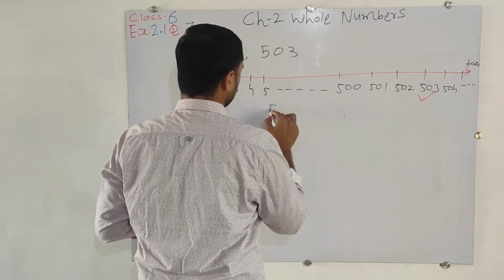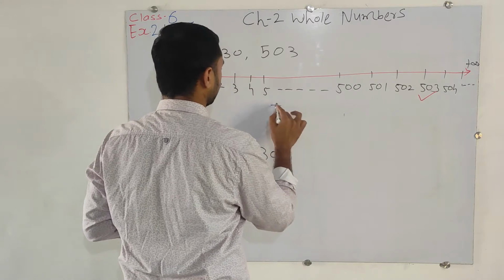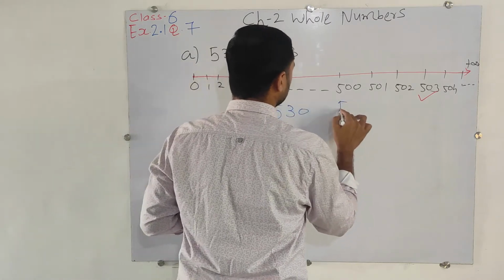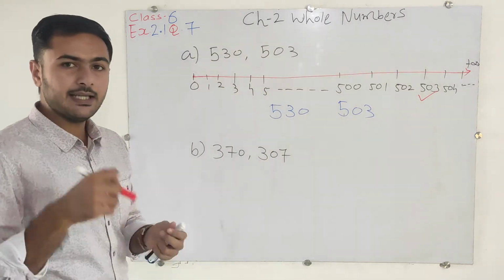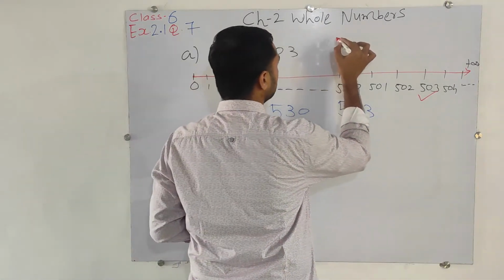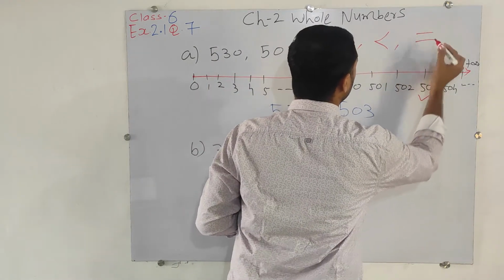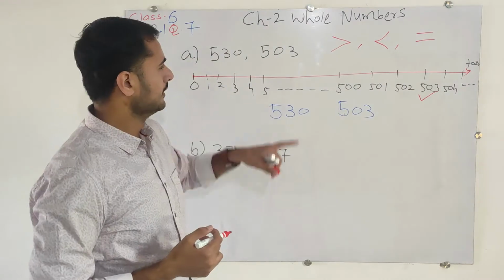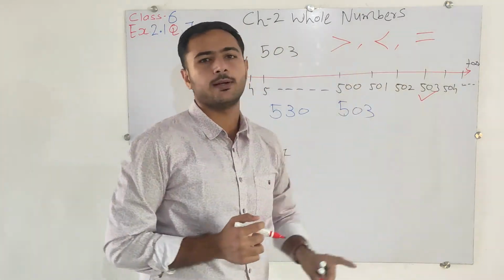Or if I want to show it by a symbol, I can write first 530 and then 503. Which sign will we use? Mainly to compare numbers, we have three signs. The first one is greater than, then less than, and the equal one. This is the greater than sign, this is the less than sign, and this is the equal sign.